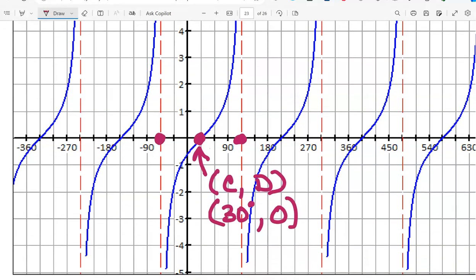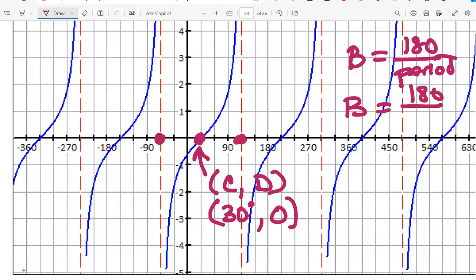The next thing we need to find probably is B, and B is equal to 180 divided by the period for a tangent function. So B is 180 divided by the distance between those vertical asymptotes, which looks like 180 degrees. From one vertical asymptote to the next, it looks like a total of 180 degrees from left to right. Each one of those markings there is 30 degrees, so a total of 6 of them is 180 degrees. So it looks like B is 1.